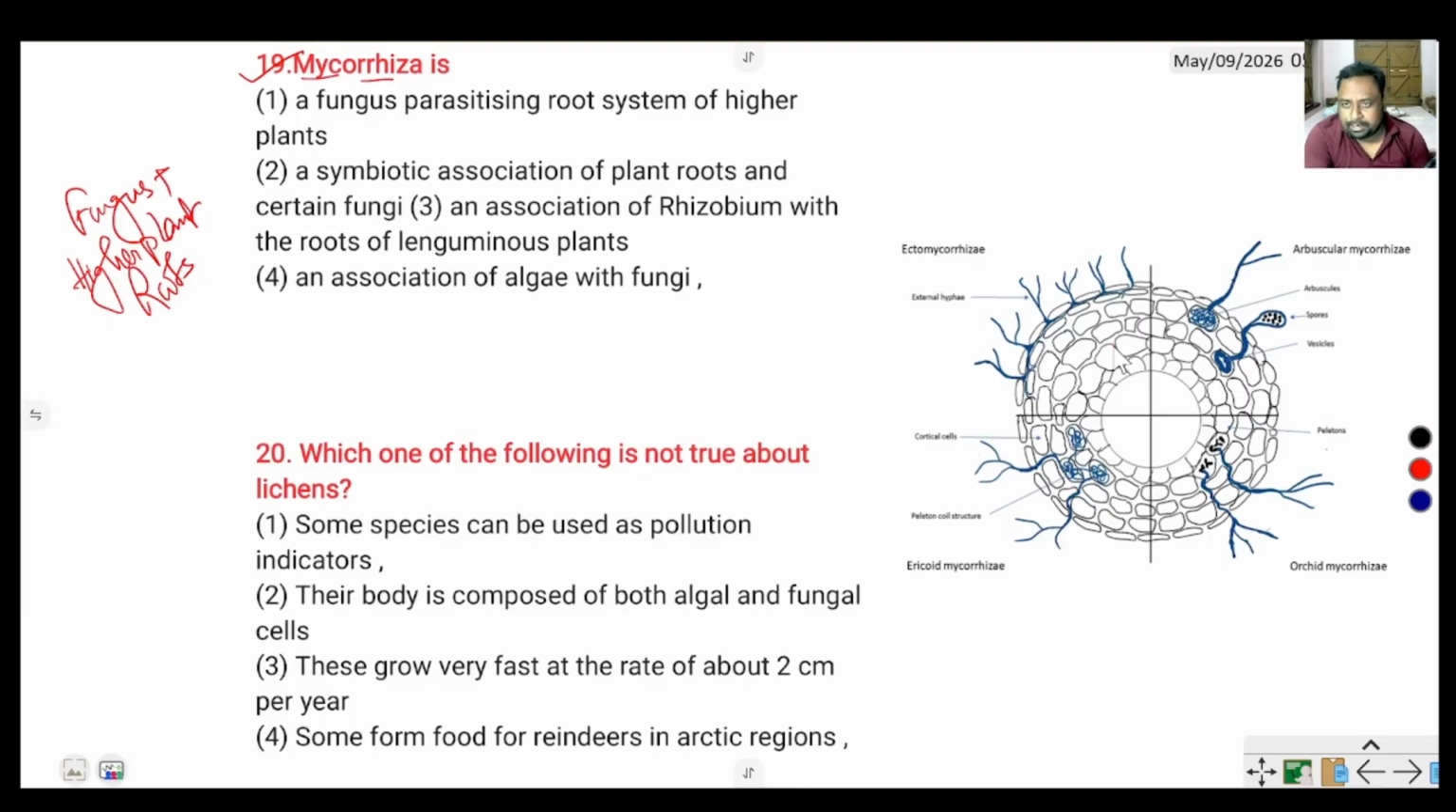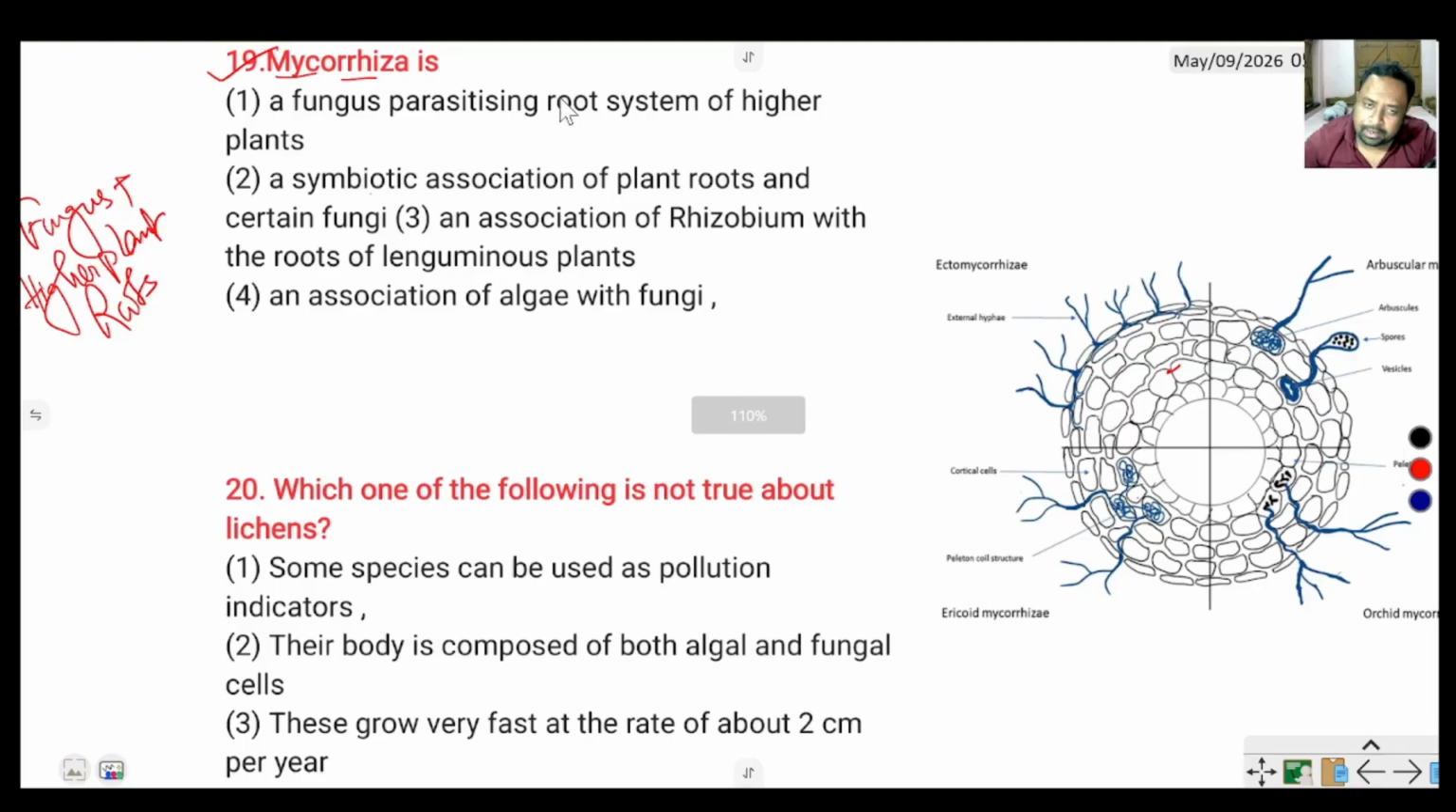A fungus parasitizing the root system of higher plants; a symbiotic association of plant roots and certain fungi; an association of rhizobium with roots of legume plants; an association of algae with fungi. The correct option is option number 2, a symbiotic association of plant roots and certain fungi. An association of algae and fungi is called lichen. An association of rhizobium with the roots of legume plants is the nitrogen fixation process.